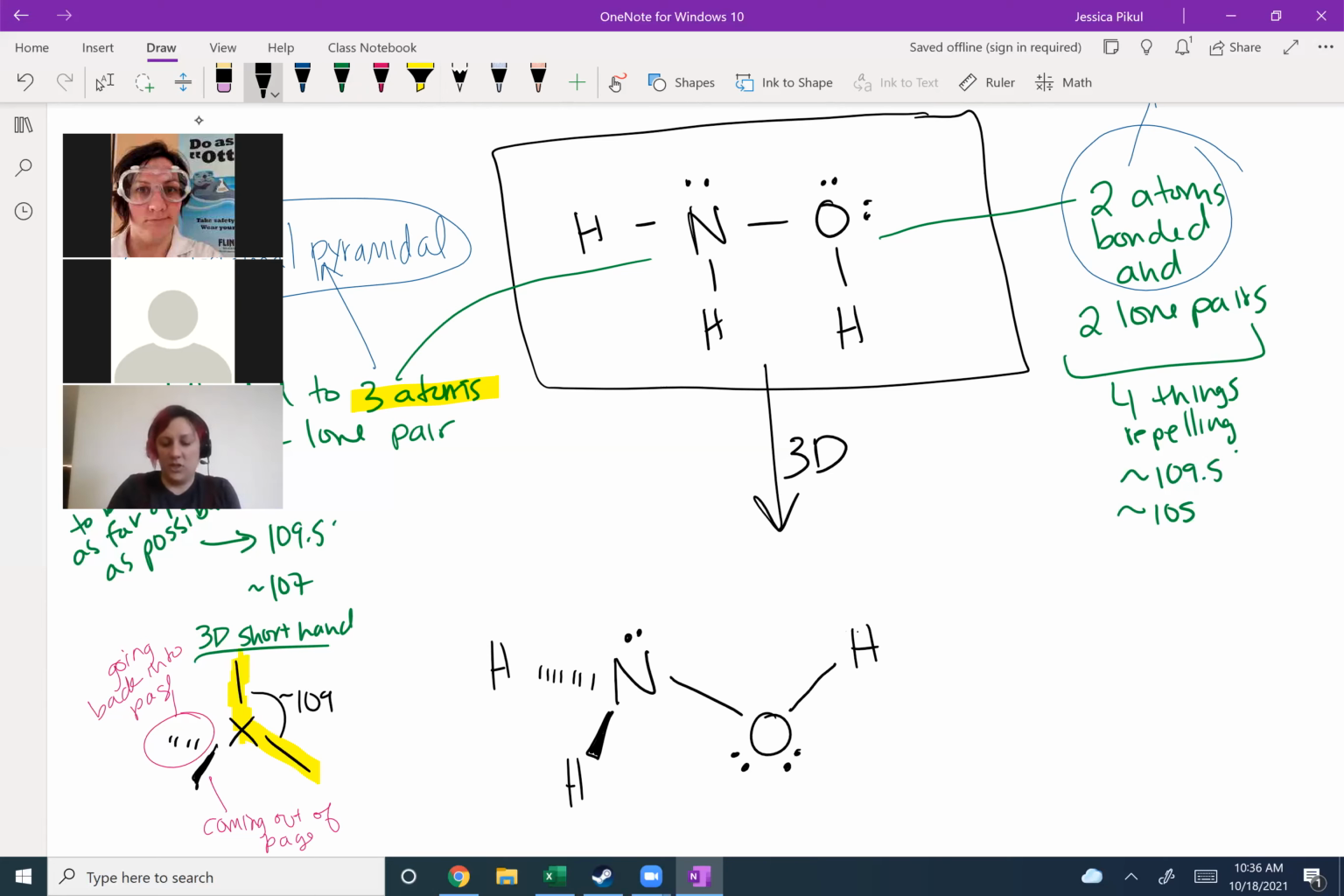And then we can label the shape. So this oxygen is bent, and this bond angle is about 107 to 109. This nitrogen right here is trigonal pyramidal. And each of these bonds around the nitrogen is at about 107 to 109. Sorry, I meant to say 105 for that oxygen. And that's how you would interpret it into 3D.